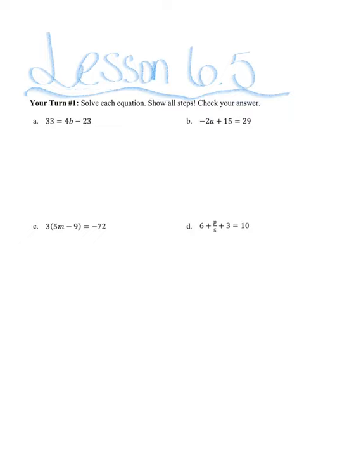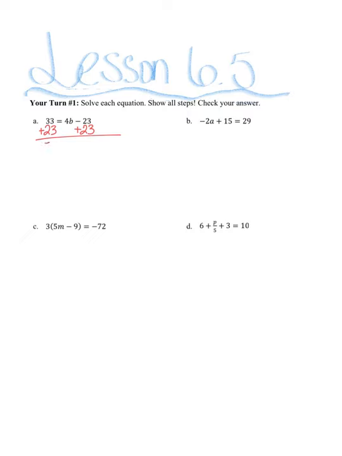We have 33 equals 4b minus 23. So our first step in solving is to move the term without the coefficient to the other side of the equal sign by doing the inverse. So that's removing the minus 23. And the inverse of subtracting 23 is to add. So on both sides, I'm adding 23.